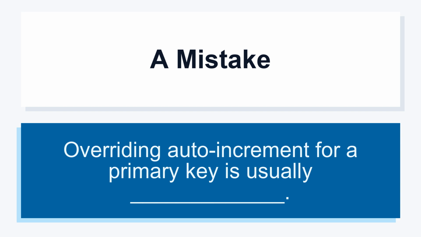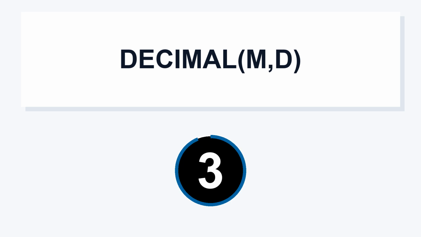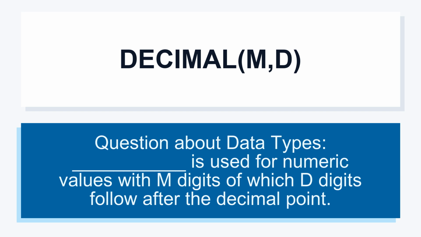Overriding auto-increment for a primary key is usually a mistake. Question about data types, decimal(M,D) is used for numeric values with M digits of which D digits follow after the decimal point. Tuple.